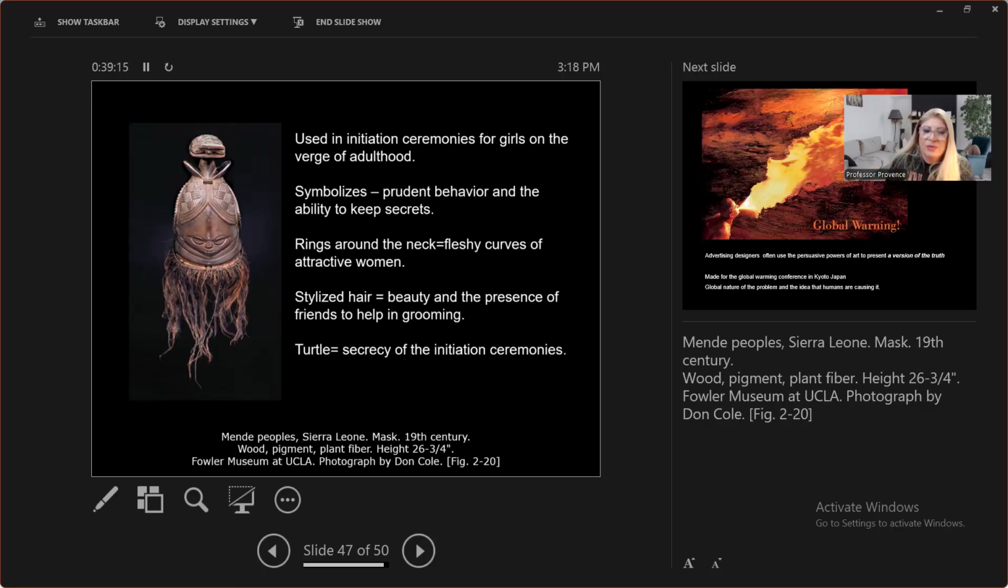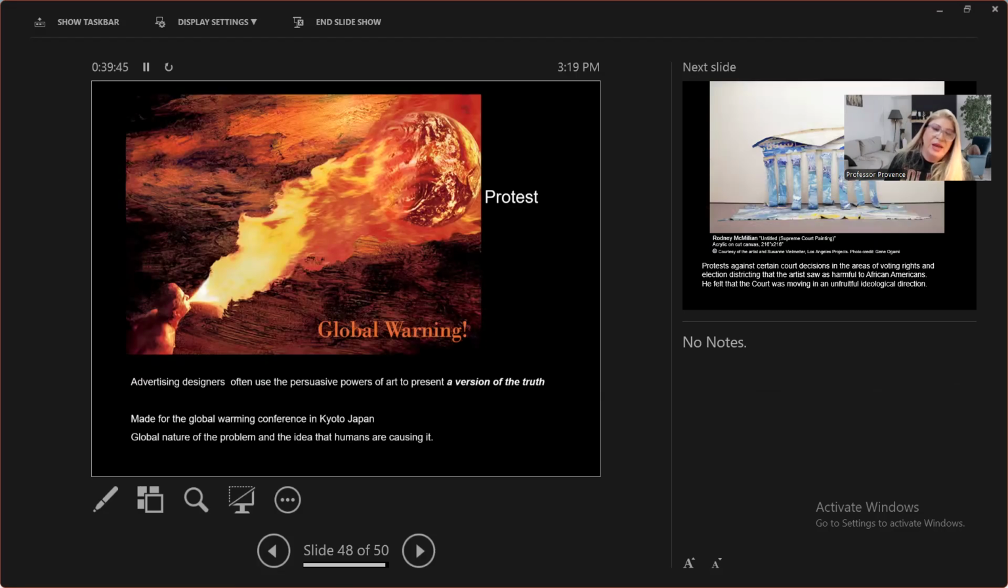So, of course, there's some iconography involved. It symbolizes prudent behavior and the ability to keep secrets. And then you have the rings around the neck, the fleshy curves, like attractive women. Stylized hair, the beauty and the presence of friends to help in grooming. And then the little iconography, that turtle on the top, right, is the secrecy of the initiation ceremony. Right, so very interesting. Now that leads us into protest.